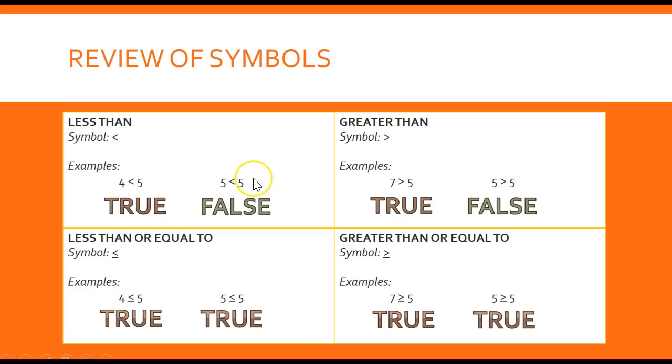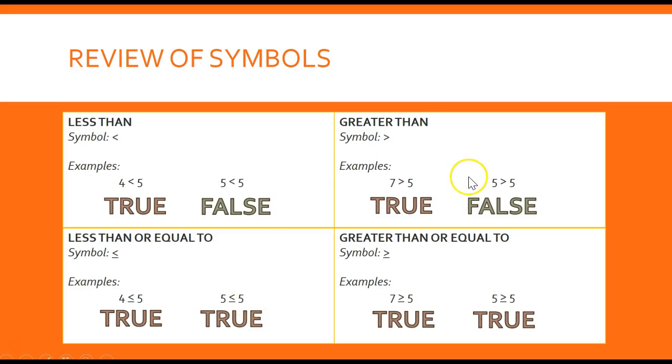Specifically, I want to look at the special cases of less than versus less than or equal to. In this case, 5 is not less than 5 because 5 is equal to 5. So 5 is less than 5 is false. However, when we change the symbol to less than or equal to, 5 is less than or equal to 5. So that's why this statement is true.